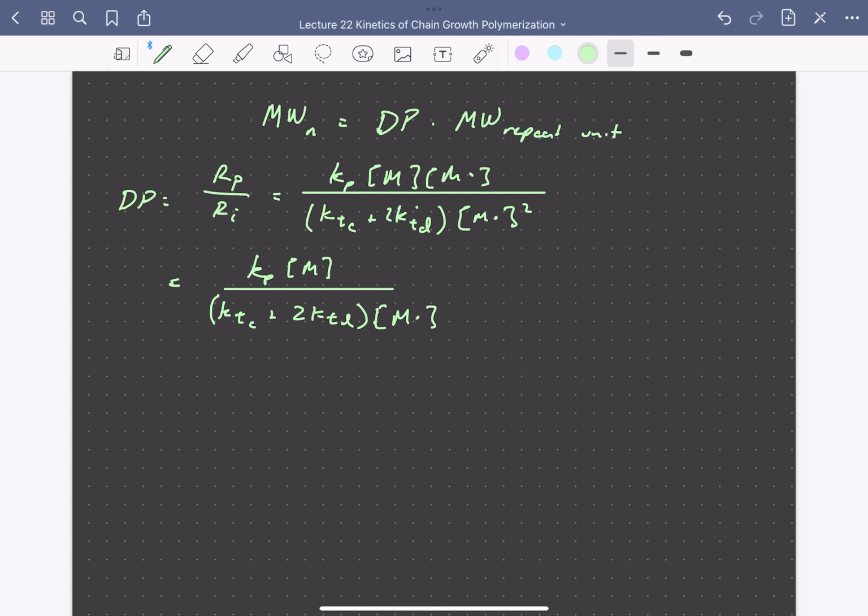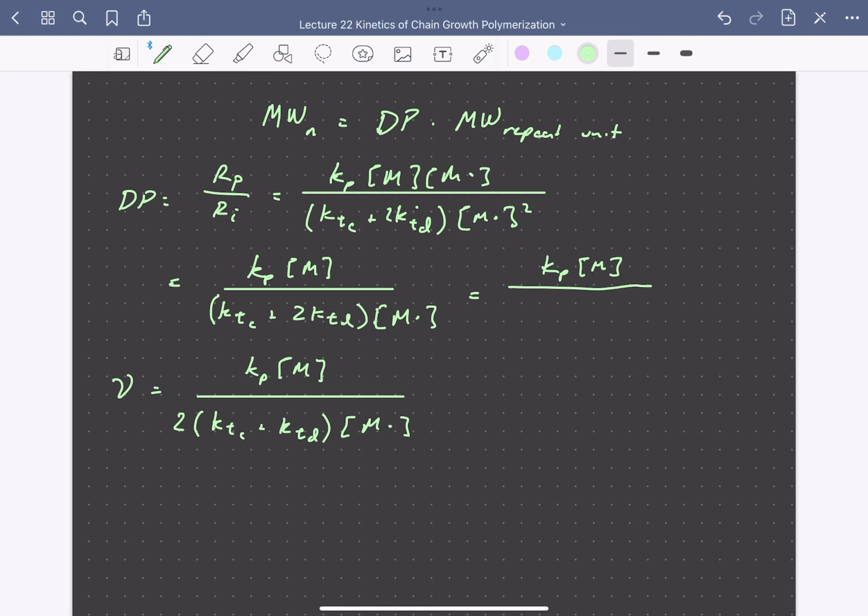So note this is closely related to another common term known as the kinetic chain length. So the kinetic chain length, we denote V, and it's going to be equal to the propagation rate constant times the concentration of monomer. So here the only difference in terms is the coefficients on our termination rate constants. And so we can write the degree of polymerization in terms of measurable quantities using the expression for the concentration of growing chains from the pseudo-steady state approximation. So if we do that, this gives an expression that looks like this.